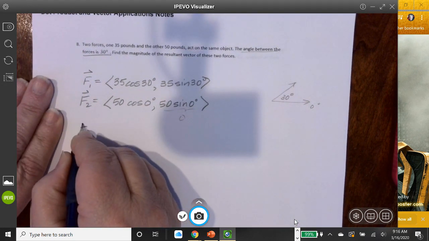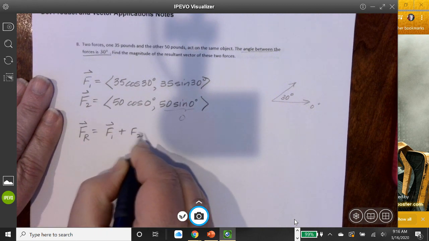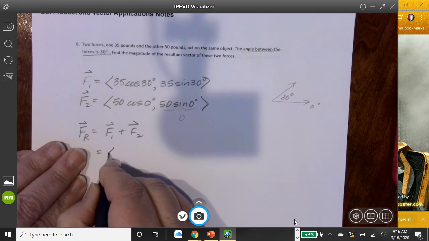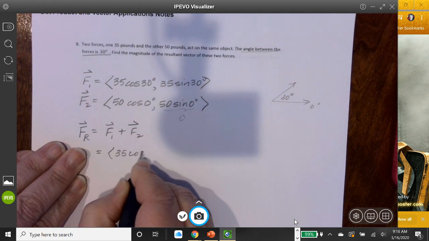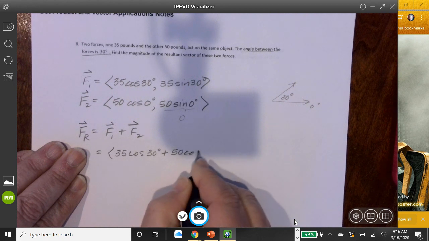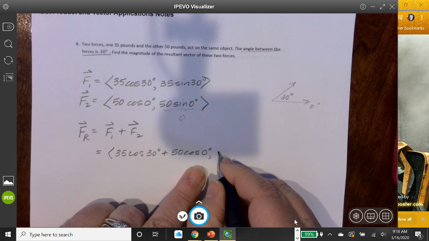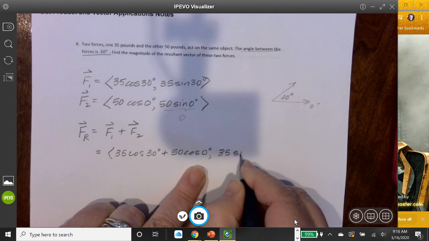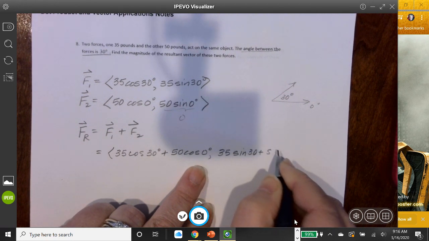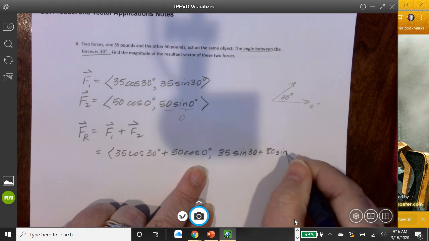Okay, so the resultant force is going to be equal to force 1 plus force 2. So that's going to be 35 times the cosine of 30 degrees plus 50 times the cosine of 0, which is really just 50. Then the y component is 35 times the sine of 30 degrees plus 50 times the sine of 0 degrees.